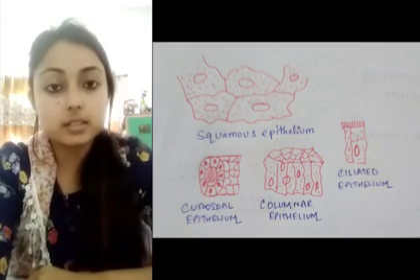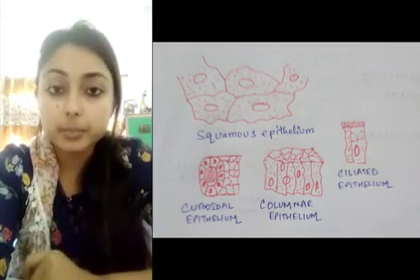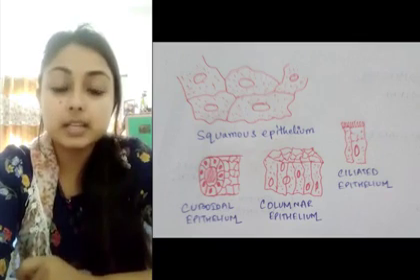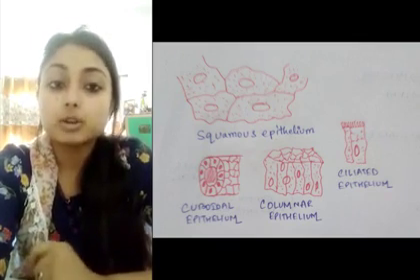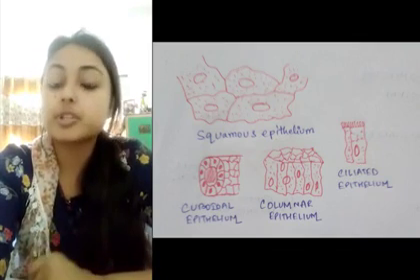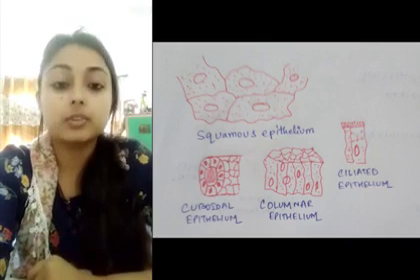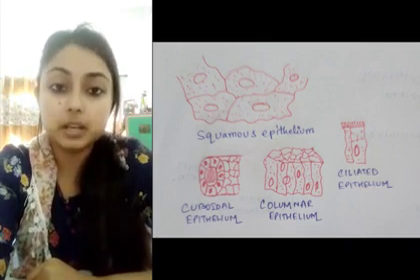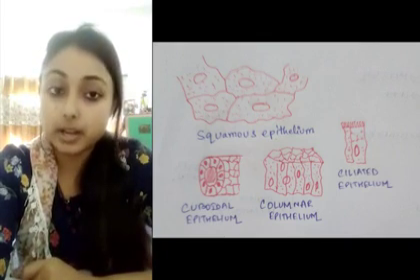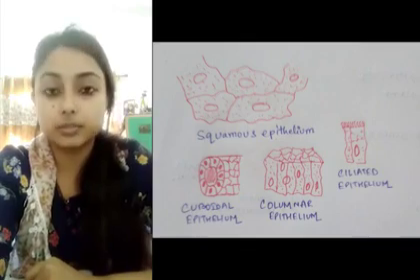Now we come to the last type of the epithelium tissue, that is the ciliated columnar epithelium tissue. Ciliated means these tissues bear cilia. These cells have thread-like projections called cilia, and they are found in the lining of the trachea.